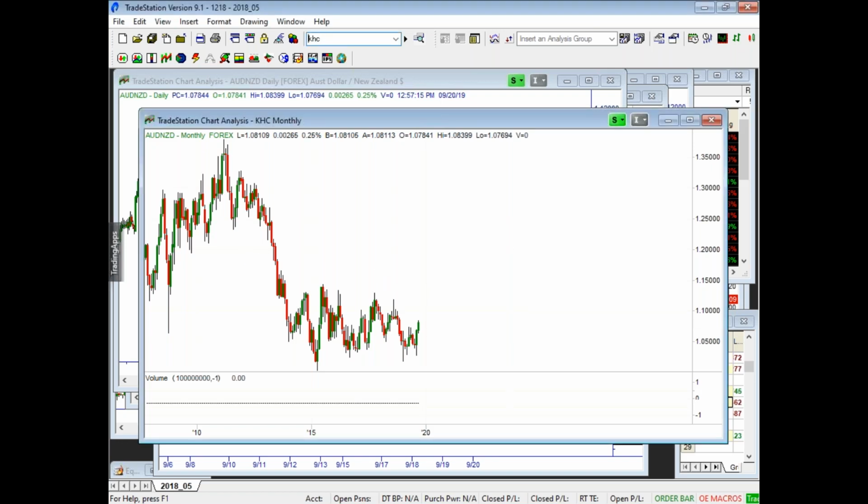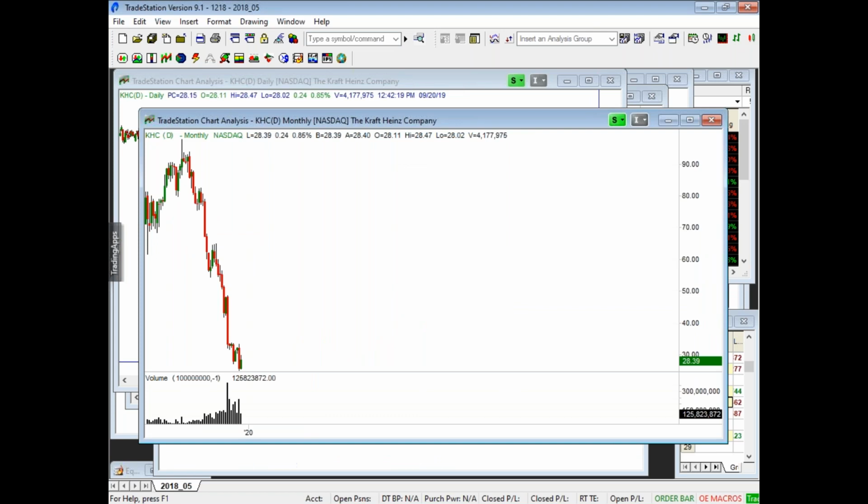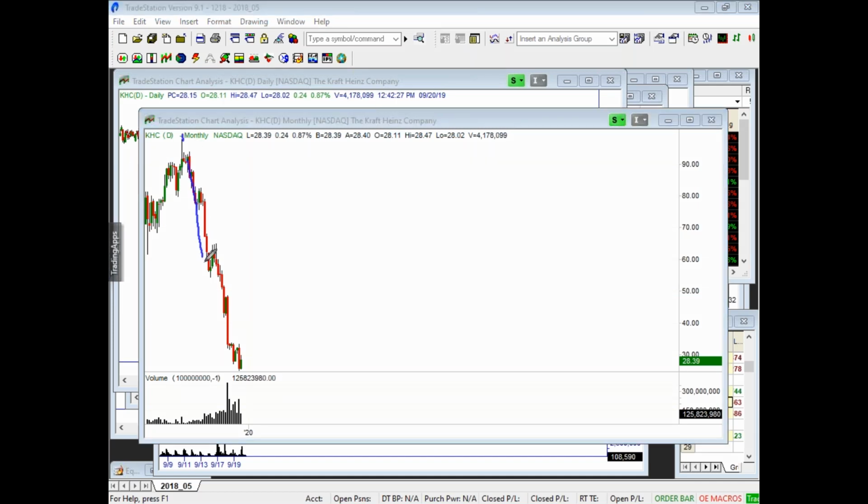KHC. There's one I have not looked at in ages. It is right at its measured move here. So you've got the two-wave, and then the two-wave, and this is a widening-up zone. So I think this can still push lower, but it's going to get choppier now. We're going to start to see those bigger swings again.